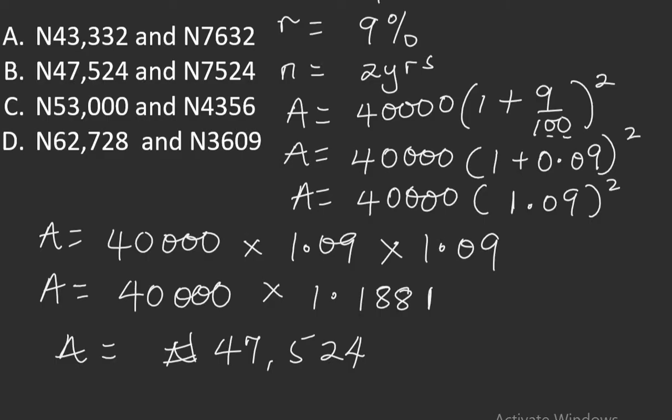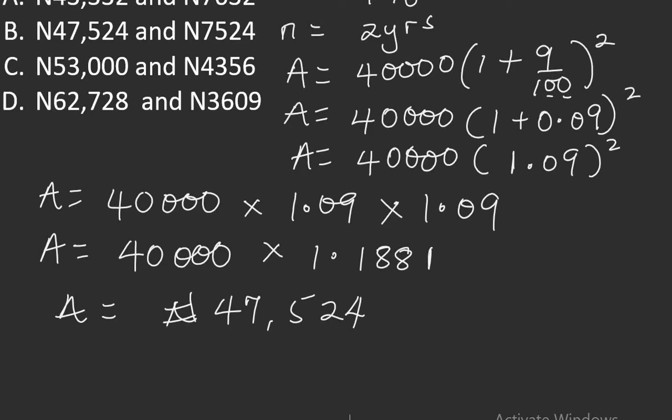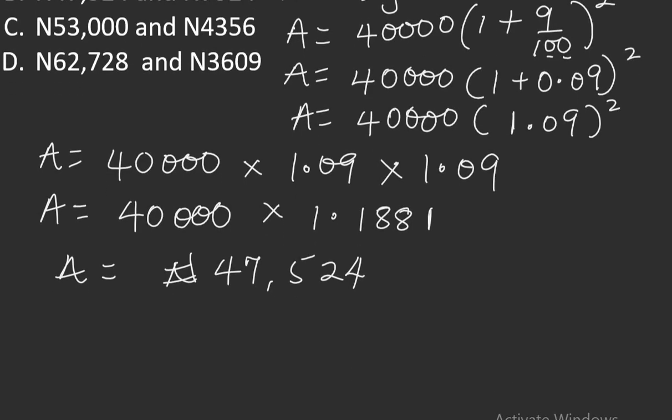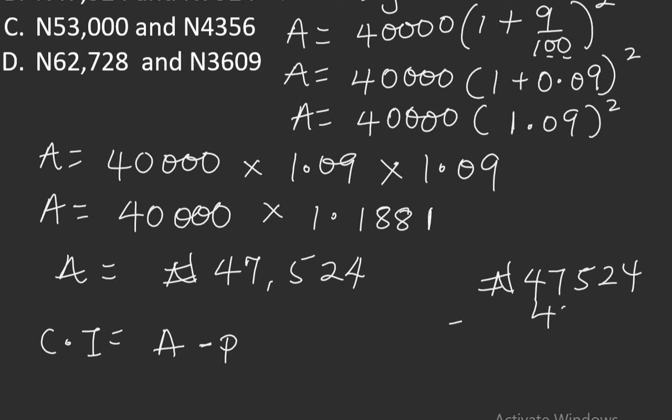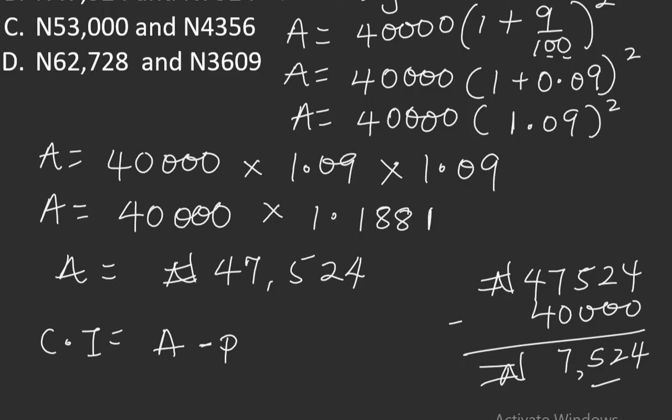47,524. But the B part said find interest. To get the compound interest, I'm sure you know that interest is amount minus principal. The amount is 47,524. The principal is 40,000. If you subtract, you are going to get 7,524. This is the B part of the question, interest, while the A part is the amount.